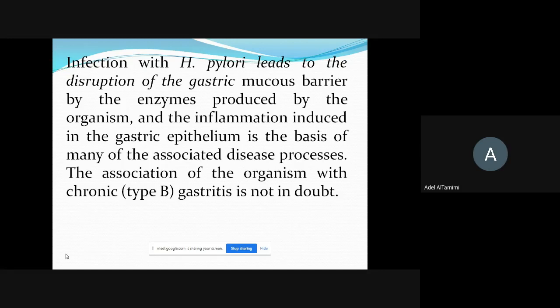The association of the organism with chronic type B gastritis is not in doubt. What we said, that colonization of the bacteria to the gastric cells results in a type of gastritis called type B gastritis, which is the type of gastritis related to the infection of H. pylori. We'll talk about types of gastritis in a bit. Inflammation of the stomach and gastritis might be complicated by gastric ulcer. It is possible to have gastritis and then subsequent inflammation results in formation of an ulceration within the stomach called gastric ulcer.